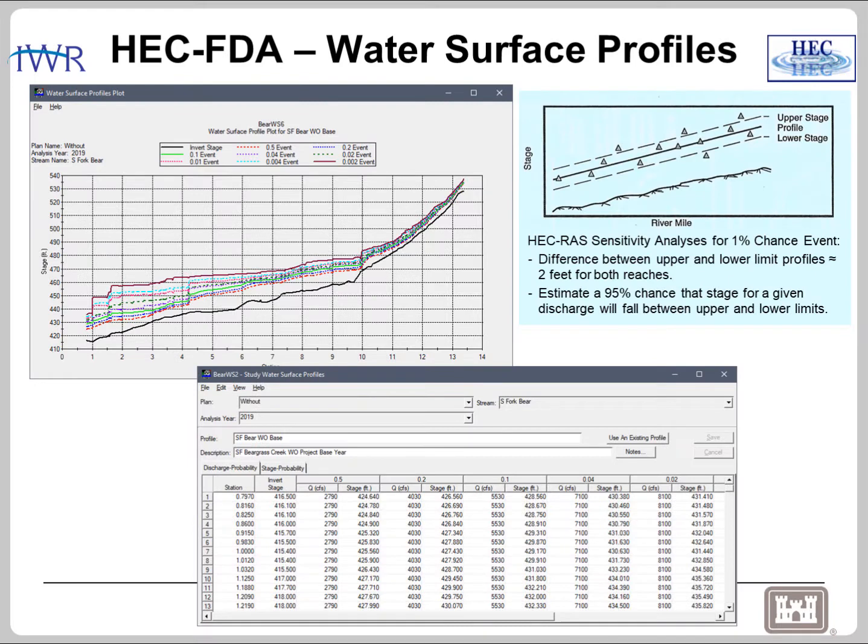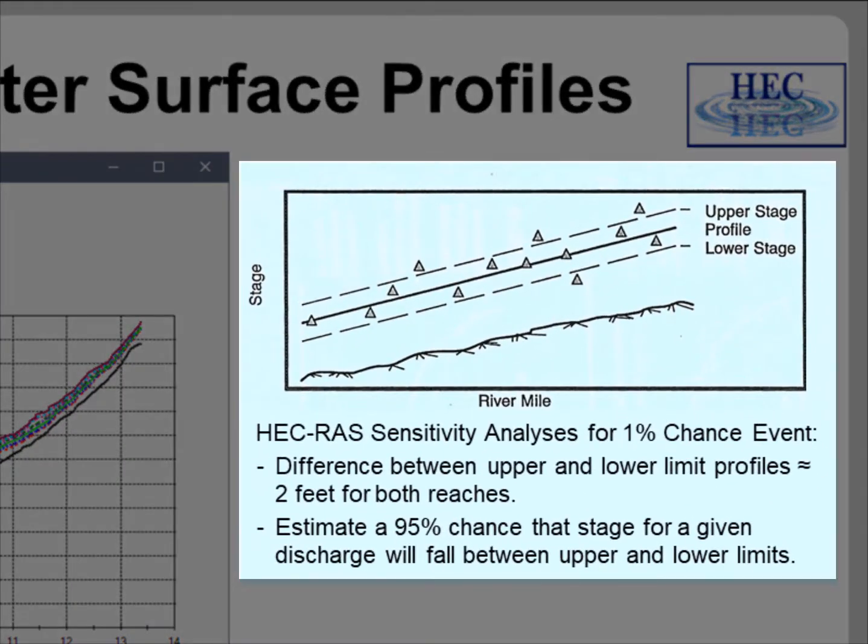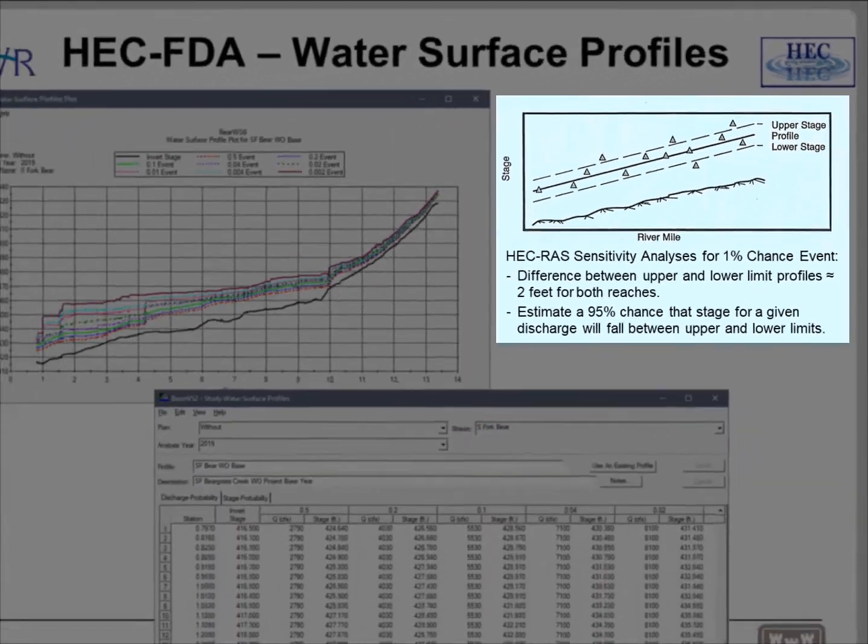In our HEC-FDA workshop, we will be importing water surface profiles. These water surface profiles were generated from an HEC-RAS calibrated model. The results of the HEC-RAS sensitivity analysis indicated that the difference between the high and low limit profiles was approximately 2 feet for both reaches. Therefore, there is an estimated 95% chance that for a given discharge, the stage would fall between those high and low limits.